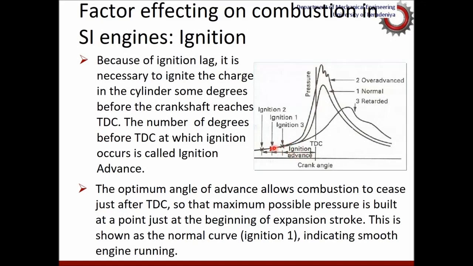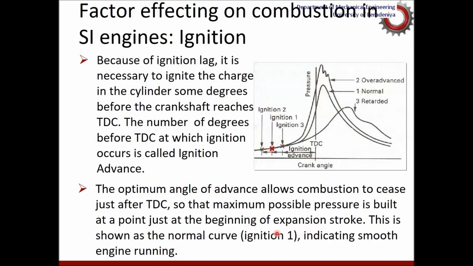So retard from ignition point 1, that is the normal curve, and advance from ignition point 1, that is again the normal curve. So the advanced timing is represented by ignition point number 2, and retarded timing is represented by ignition point 3. So this advance and retard is normalized to, or with reference to, ignition point 1.